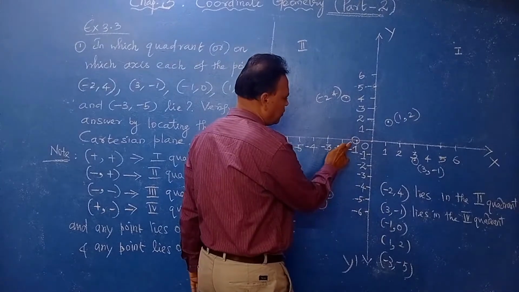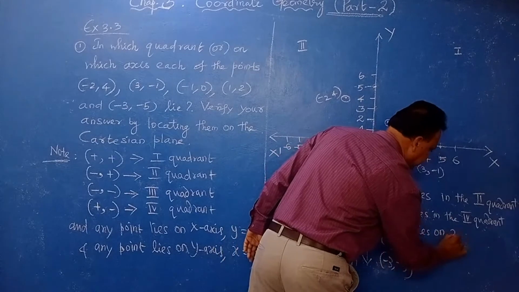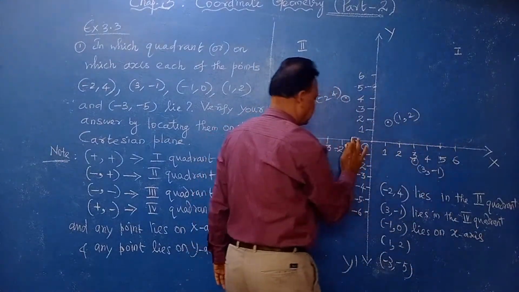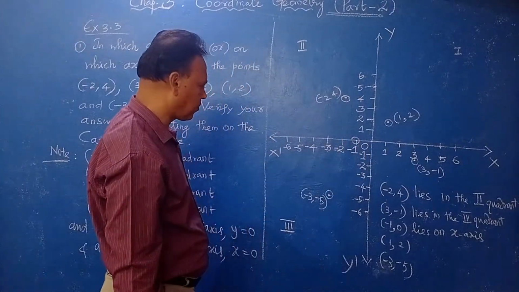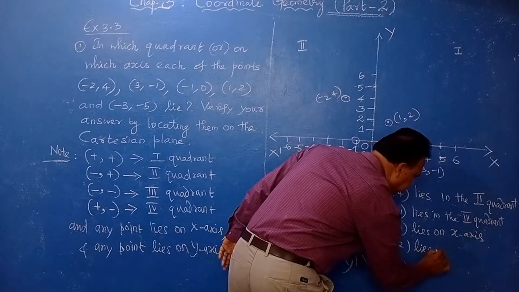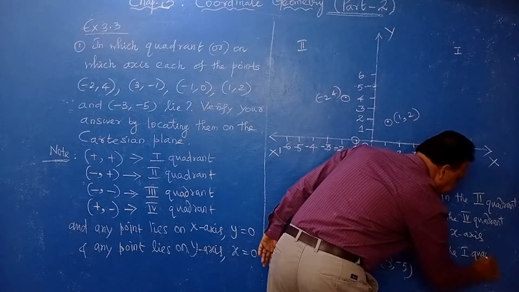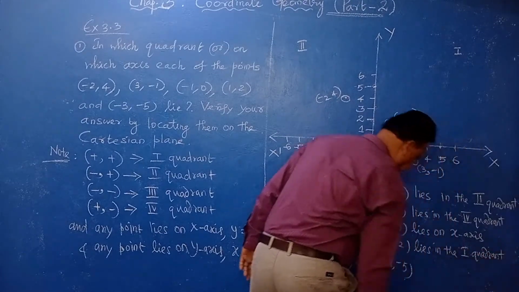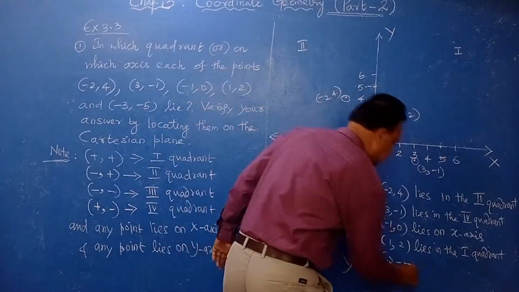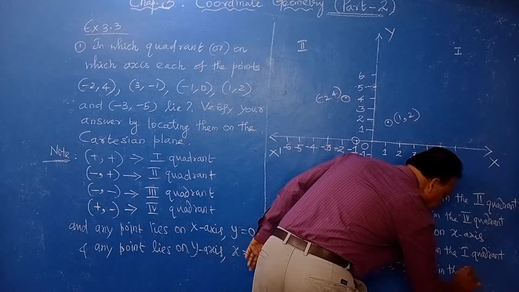Minus 1 comma 0 lies on the x axis. 1, 2, the first one, lies in the first quadrant. Minus 3, minus 5 lies in the third quadrant.